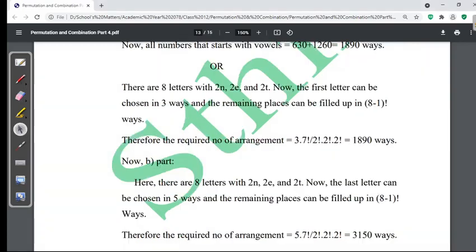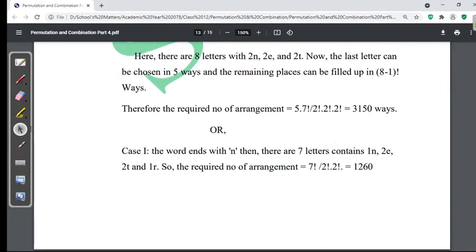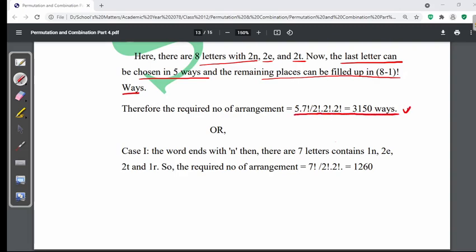Now moving to B part, dear student. Here there are 8 letters: 2N, 2E, 2T. Now the last letter can be chosen in 5 ways and the remaining places can be filled up in 8 minus 1 ways. 5 times 7 factorial by these ways, like the previous one. It can be arranged in this way, giving 315, and the consonants are 5, that's why there are 5 different ways.